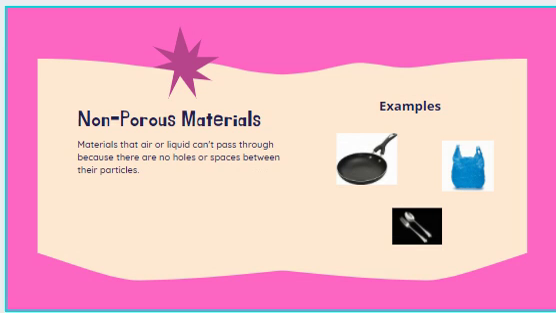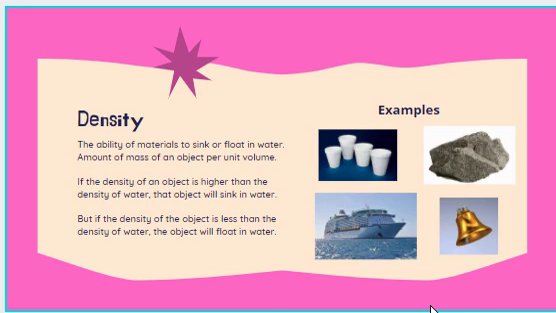Materials like plastic or metal spoons and forks, porcelain cups, iron nails, aluminum cookwares, and glasses that you use at home do not absorb water or liquid. Hence, they are called non-porous materials. These are materials that air or liquid cannot pass through because there are no holes or spaces between their particles.